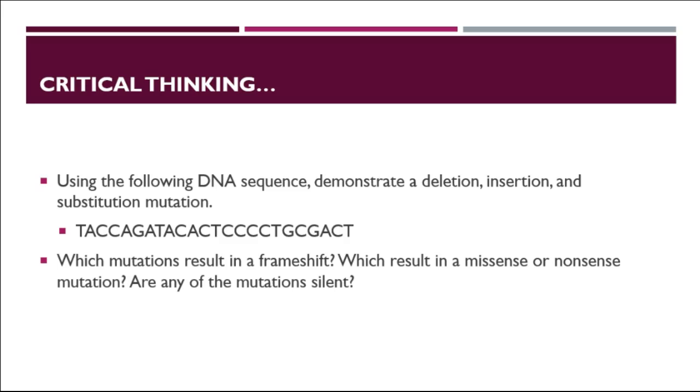So again, you'll need to use the amino acid wheel from the previous mini lecture so you can determine what amino acids correspond to what codons, and then you can determine what types of mutations were produced by these changes that you made in the DNA sequence.